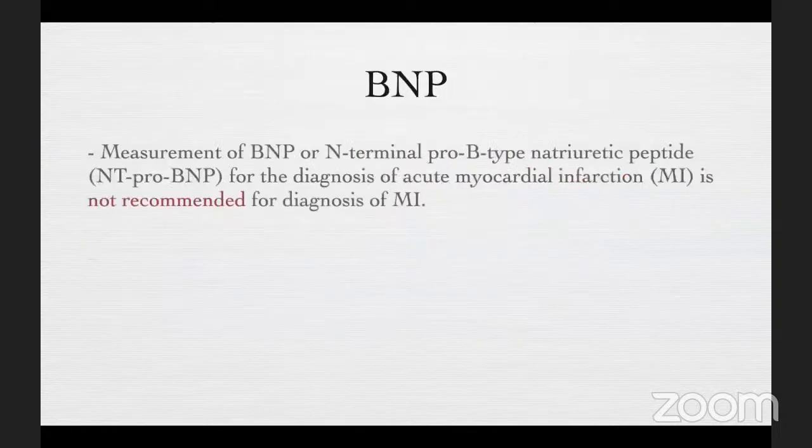Okay, BNP. BNP is a 32 amino acid polypeptide secreted by the ventricles of the heart in response to excessive stretching of cardiomyocytes. Measurement of BNP or NT-proBNP is not recommended for diagnosis of MI, but these biomarkers have utility in risk stratification and prognosis of patients with acute MI who also have congestive heart failure.